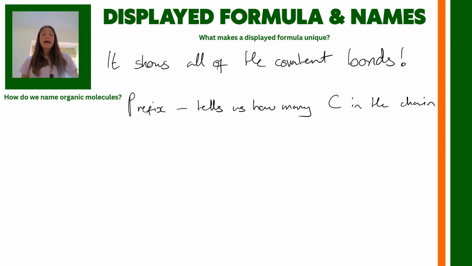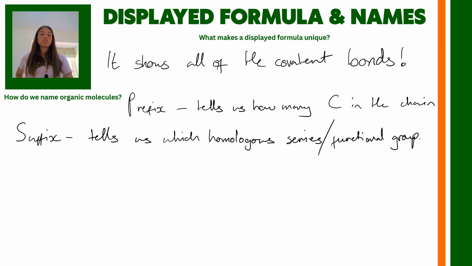Well, we use a prefix, and the prefix gives us some important information because it tells us how many carbons are in the chain. So each number of carbons in a chain has a particular prefix. And in your notes, you had that mnemonic to help you: My elephant plays ball for the first 4 prefixes. This meth prefix at the start means 1 carbon, and so on and so forth. So you need to learn that table. Suffix tells you which homologous series or functional group your organic molecule belongs to.